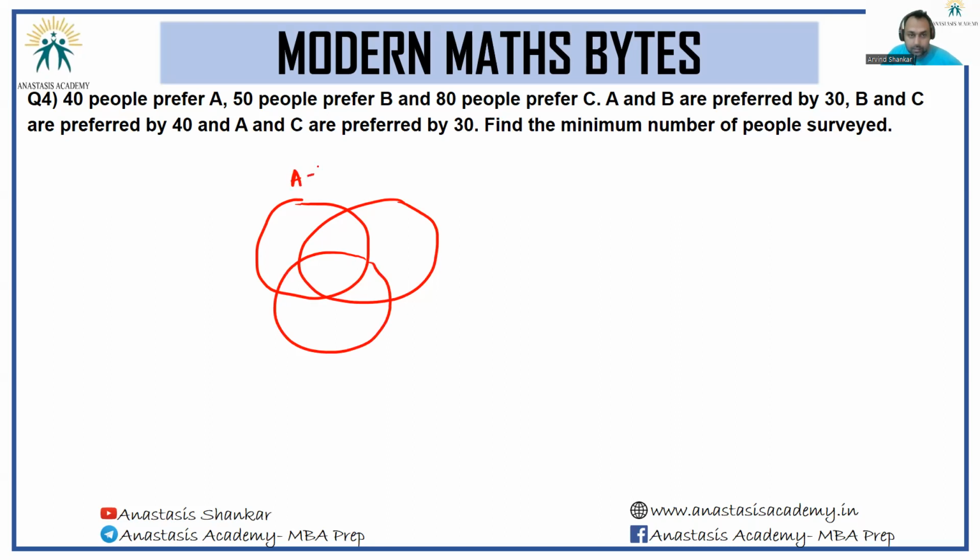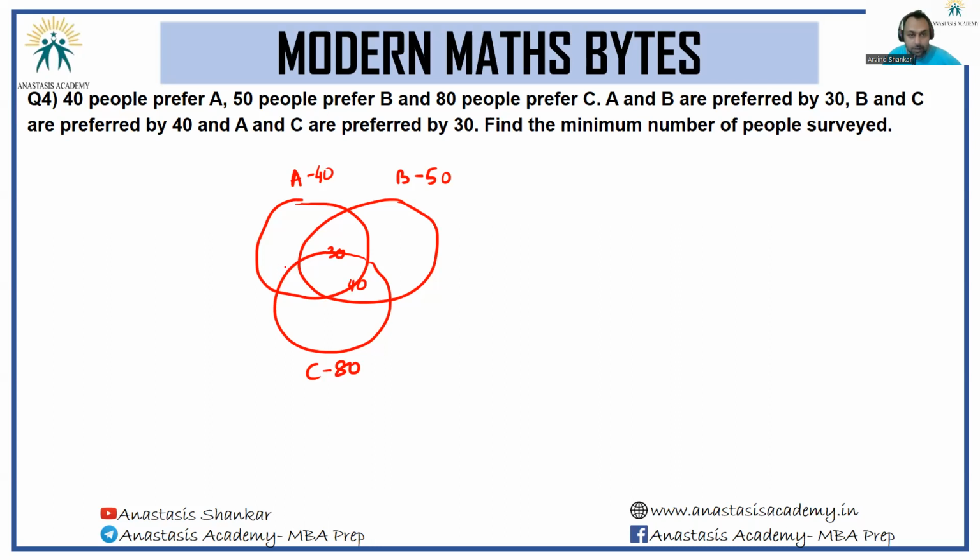Set A has 40 people, set B has 50 people, set C has 80 people. A and B are preferred by 30, so this region here is 30. These two regions together are 30. B and C are preferred by 40, so these two regions are 40.